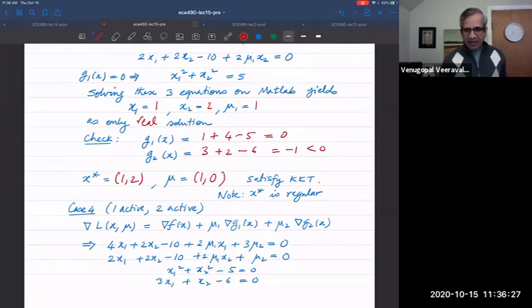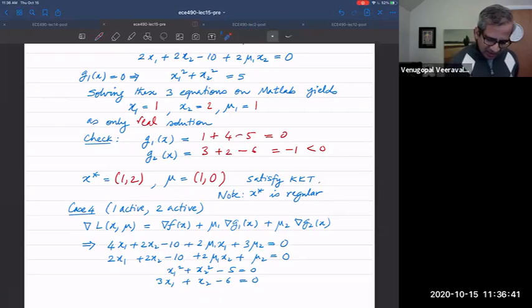Now we still have another case. So maybe there are other possible solutions for x star that can arise from the last case, which is that the first is active and the second is also active. So now the gradient of L condition will give us these two equations. Both mu1 and mu2 are in these equations. And then we have both the constraint equations themselves, both active. So you have 4 equations and 4 unknowns.